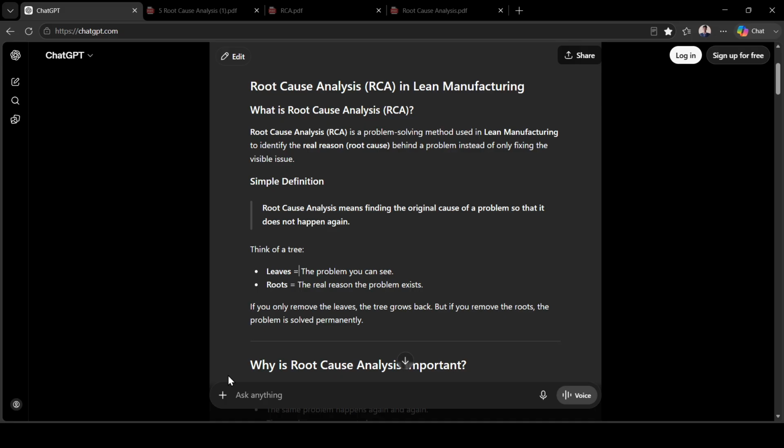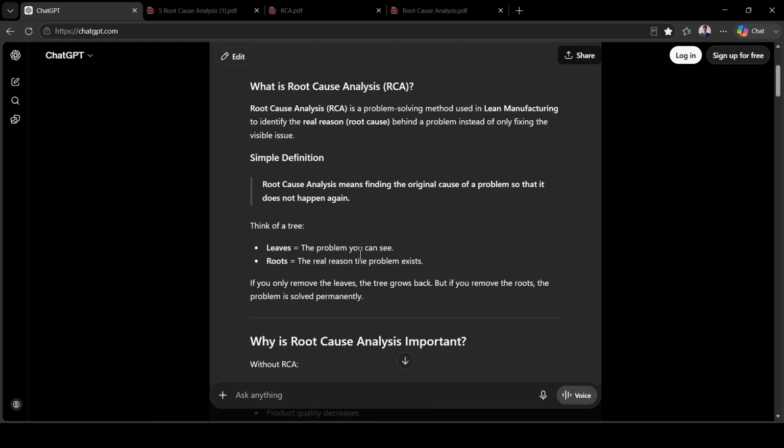Root cause analysis is a problem solving method used in lean manufacturing to identify the real reason, or root cause, behind a problem instead of only fixing the visible issue. In simple definition, root cause analysis means finding the original cause of a problem so that it does not happen again. That is root cause analysis.